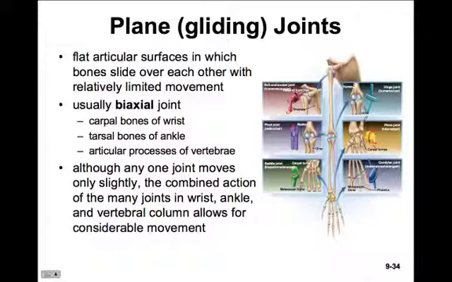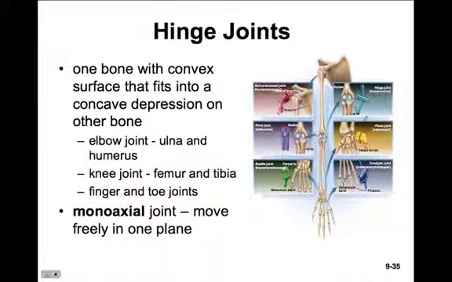There are 10. See if you can figure them all out. Hinge joints are joints with a convex surface that fits into a concave depression on the other bone. This is an example of the hinge joint.